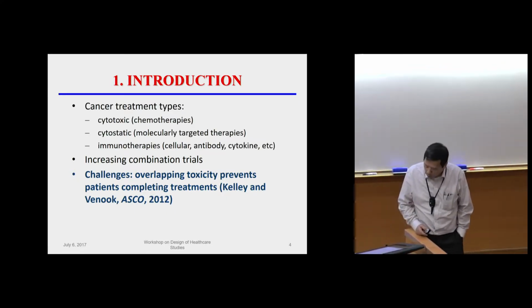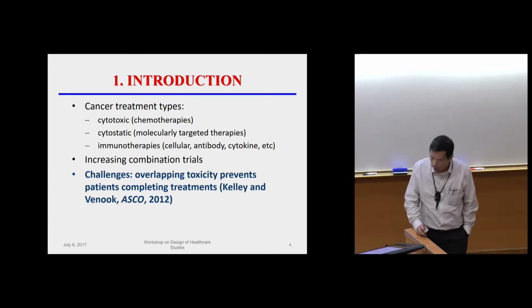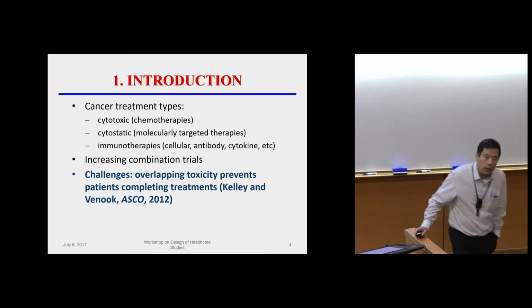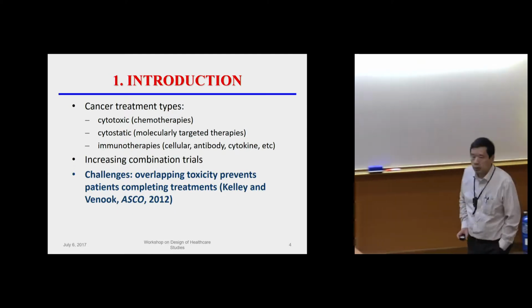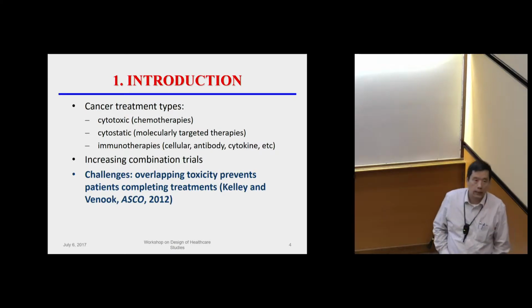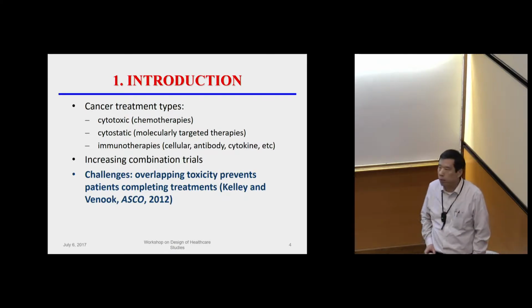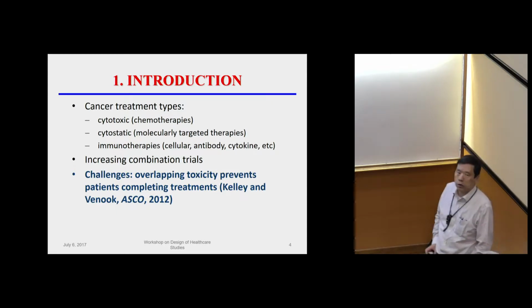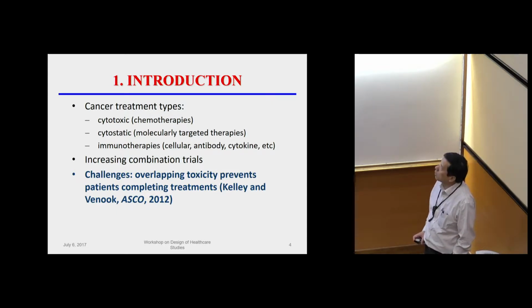Basically I want to talk about cancer treatment types. At least, excluding gene therapy, there is cytotoxic treatment, typically represented by chemotherapy. In that case, the more you put into the body, the more likely you kill the cancer cells. So the goal is to reach the highest possible dose.